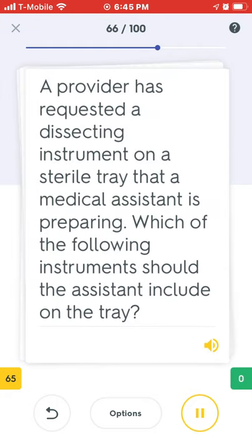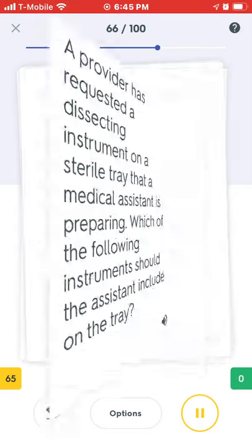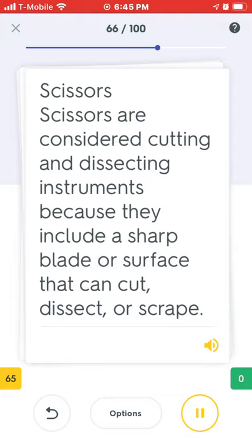A provider has requested a dissecting instrument on a sterile tray that a medical assistant is preparing. Which of the following instruments should the assistant include on the tray? Scissors. Scissors are considered cutting and dissecting instruments because they include a sharp blade or surface that can cut, dissect, or scrape.